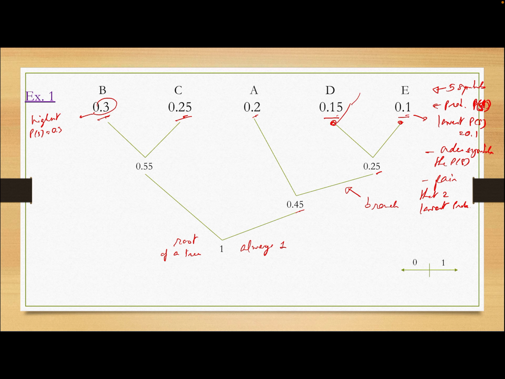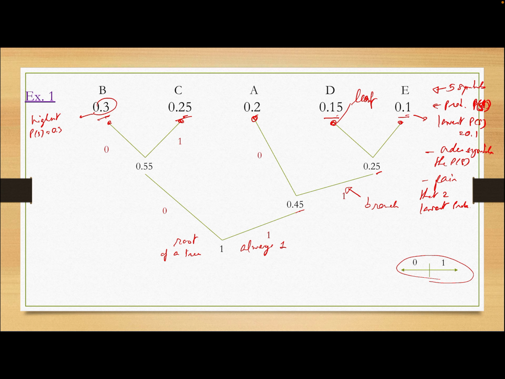We call this the root of the tree. This is the branch of the tree, and this is the leaf, the leaf of the tree. This is the leaf.